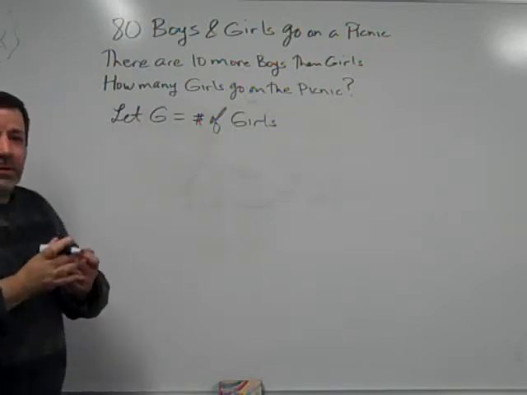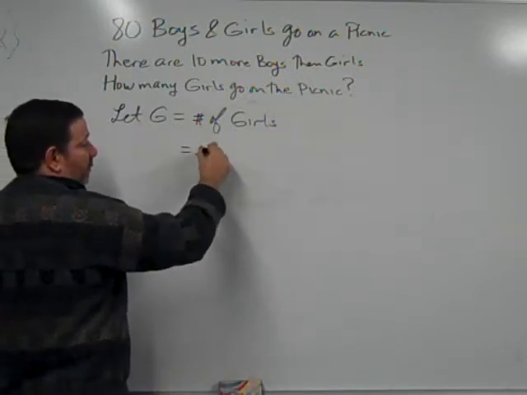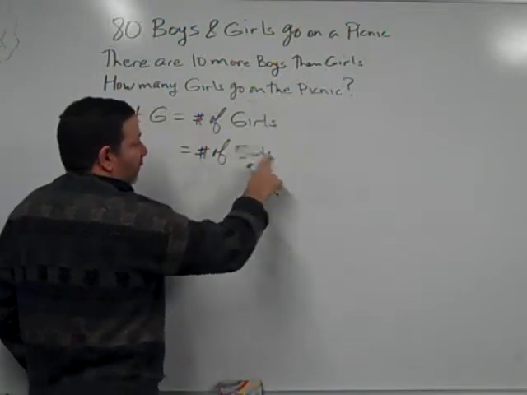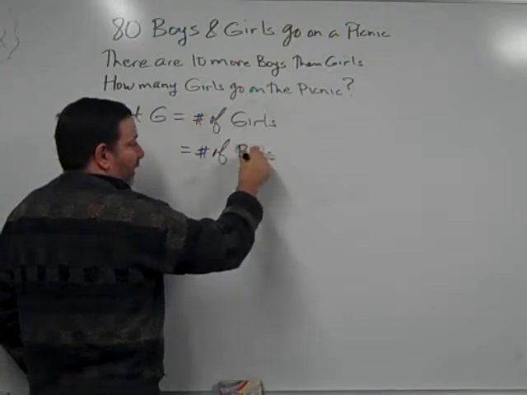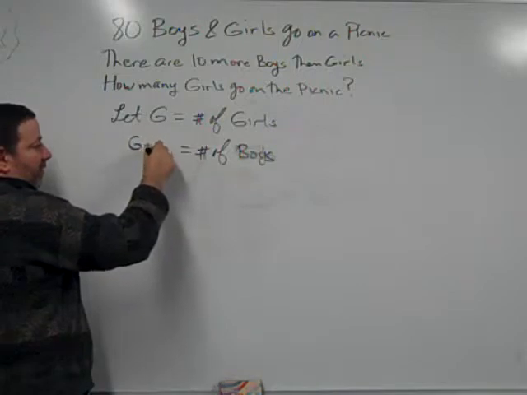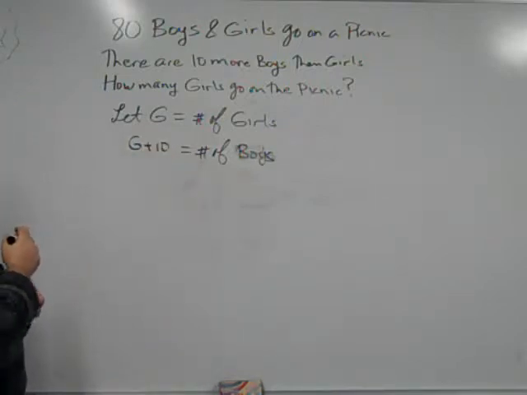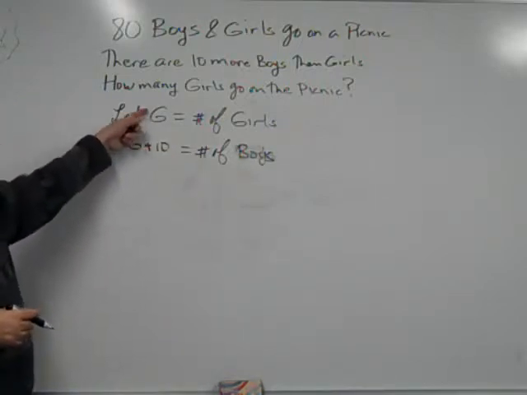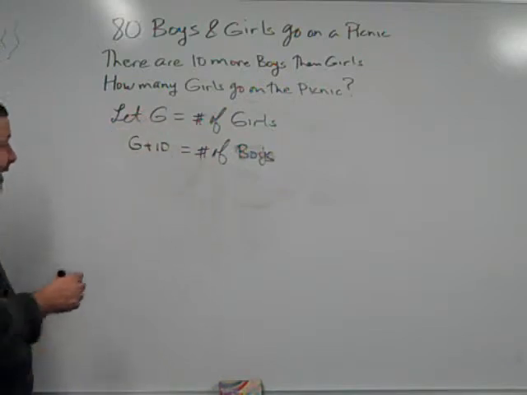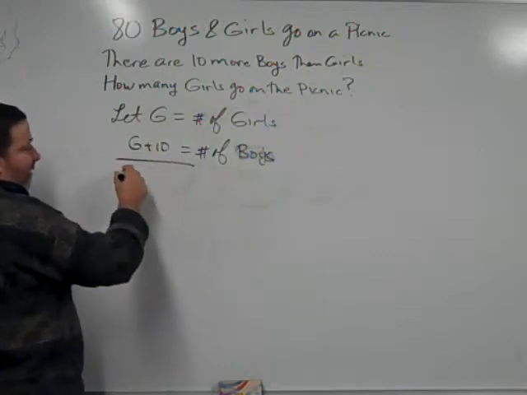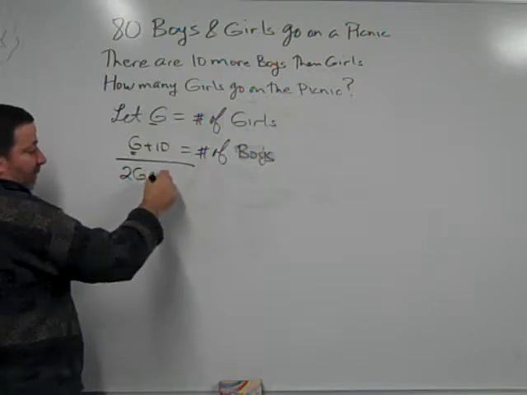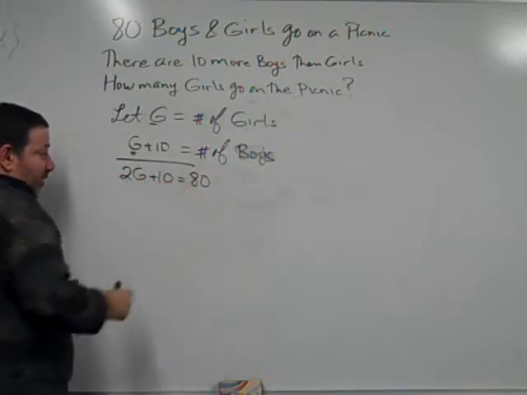So now what will the number of boys be? Well, it's 10 more. Oops. It's 10 more than the number of girls. It's going to be g plus 10. Now, what I know is when I add the number of girls plus the number of boys, I should get 80. Well, when I add this up, I get g plus g is 2g plus 10 is 80.